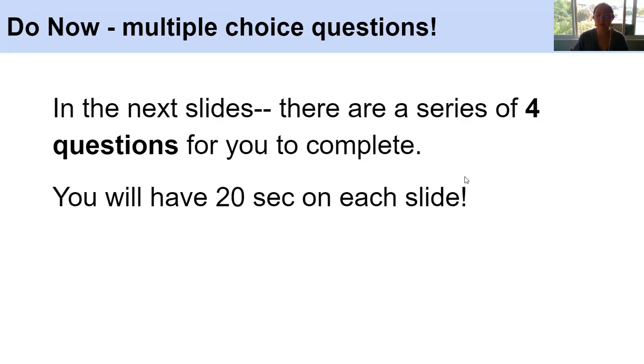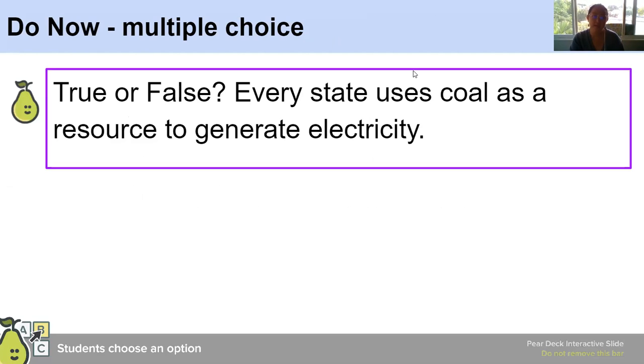For the do now, which you will not be able to do, you have 20 seconds to complete the multiple choice on each slide. The first one is true or false: every state uses coal as a resource to generate electricity. It is false, because there are certain states that do not use coal and it is banned. California is one of them that does not use coal.